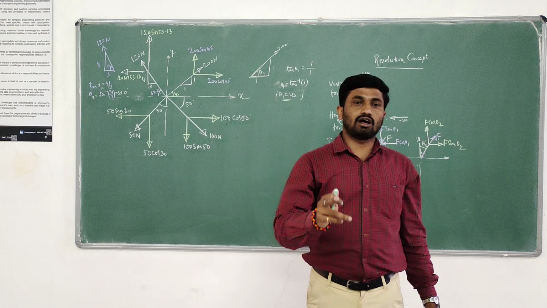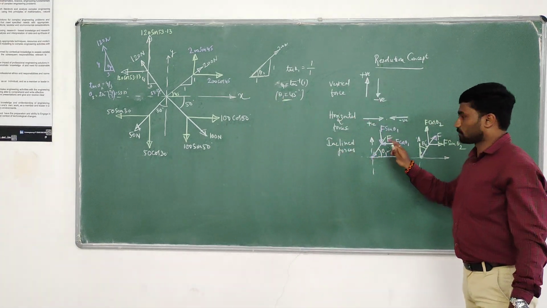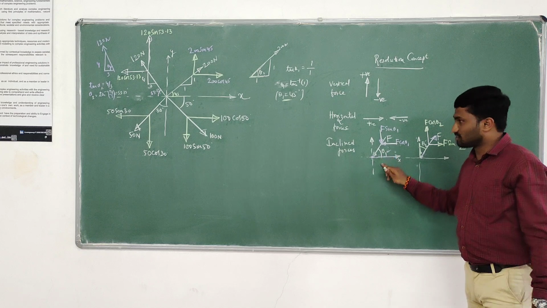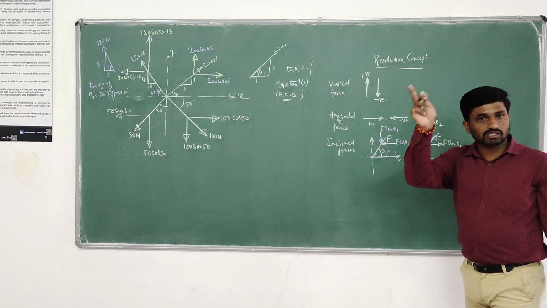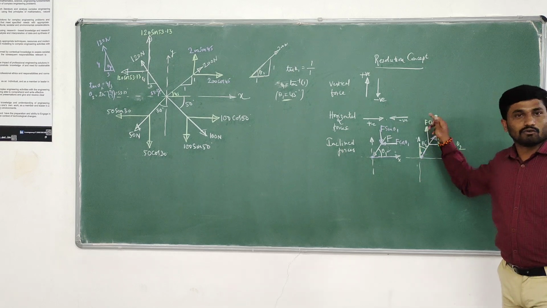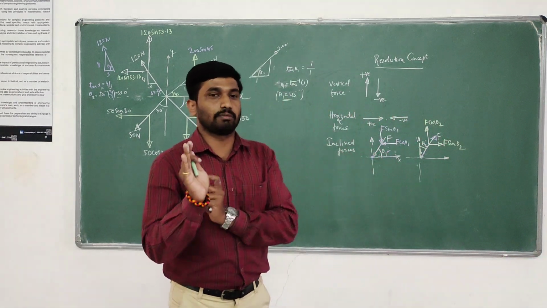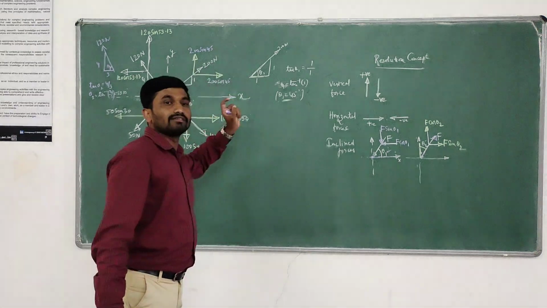If the direction is away, represent away. If the direction is towards, represent towards. If the inclination is horizontal, then the horizontal component is cos theta. If the inclination is vertical, then the vertical component is cos theta. This is the only simple thing you have to keep in your mind when you are resolving this problem.